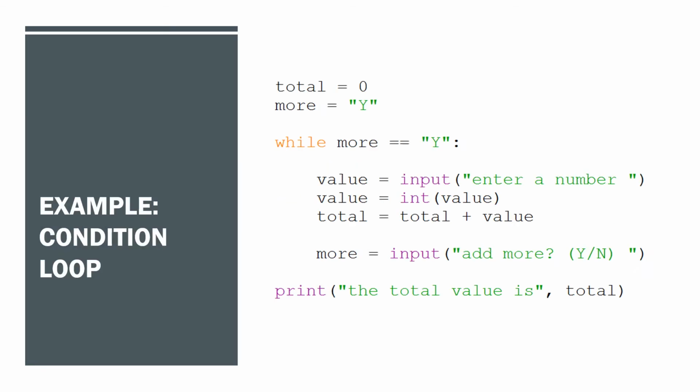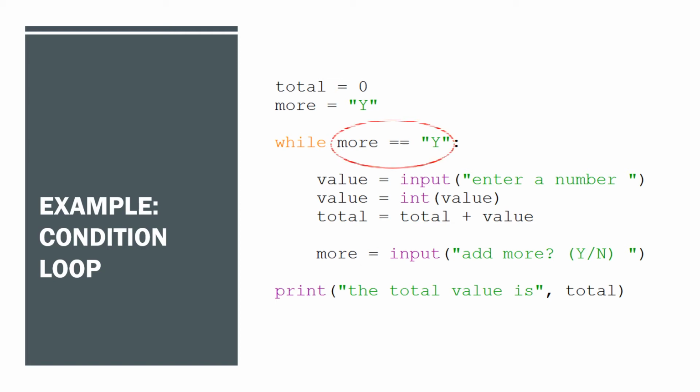We can use a condition-controlled loop to add up a total, just like a counter-controlled loop. And you'll see that many of the lines are exactly the same as the previous example. We're setting a total to 0 before the loop begins, and inside the loop, the user is entering a number value, we're converting it to an integer and adding it to the total. At the bottom of the program, we print out the total. All those lines are exactly the same as the counter-controlled loop.